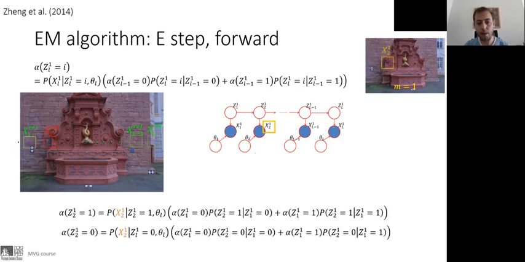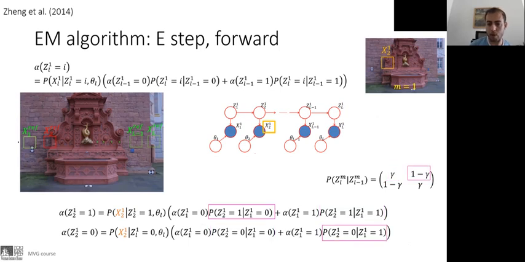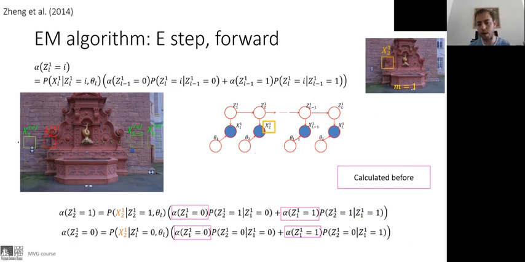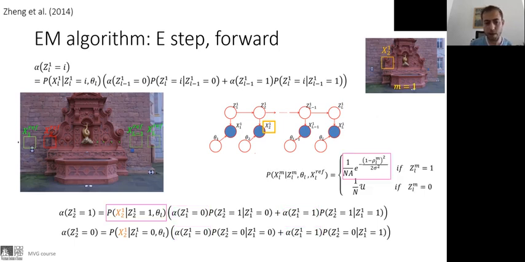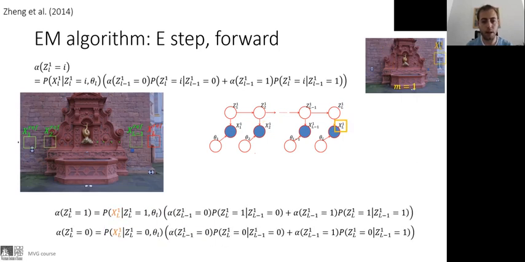Next, if I go to pixel number 2, then looking at this formula, I can use the transition probability to get these expressions. And these expressions are calculated from before. They are from the pixel to my left, so I can get their values. Again, I can calculate the emission probability based on theta and the visibility of this pixel in the source image. This continues until I get to the rightmost pixel, so I get all the alphas that I need.